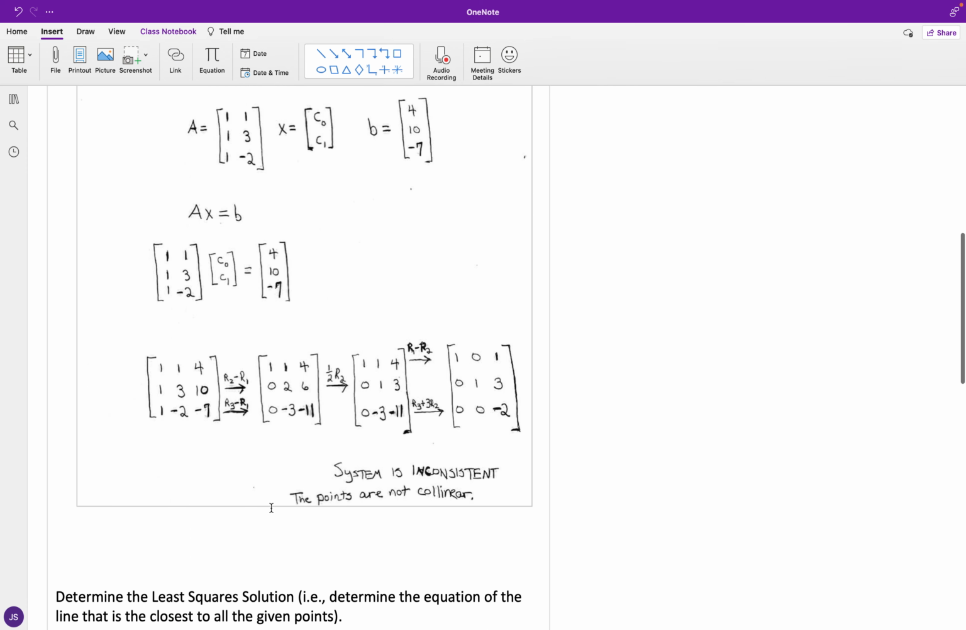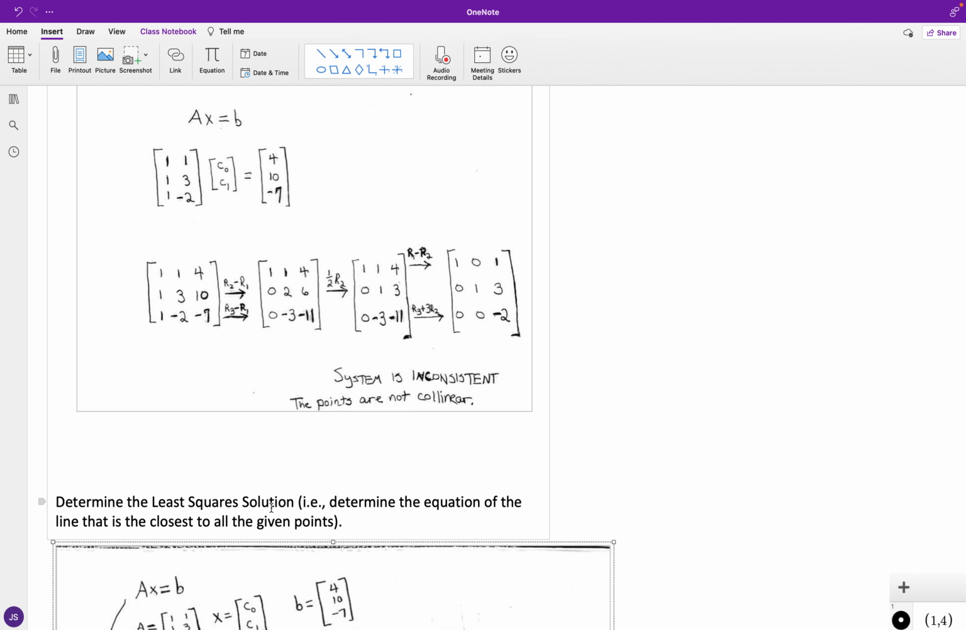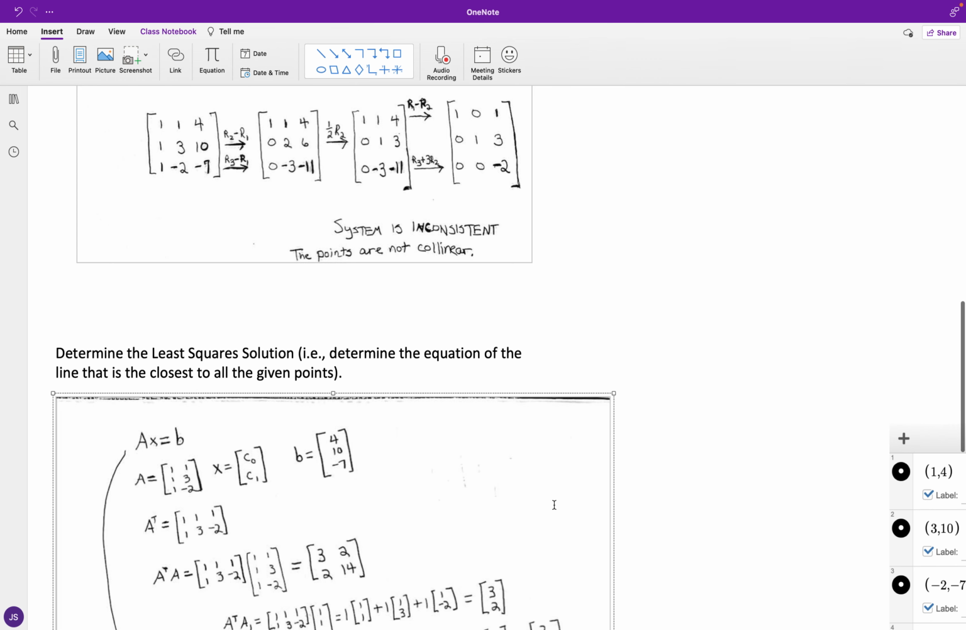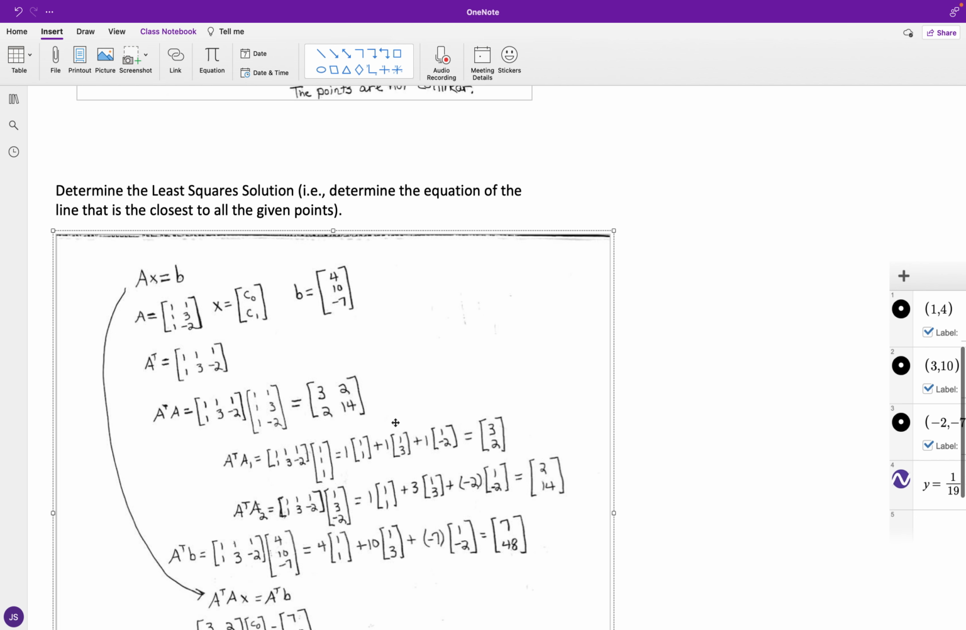Now, in terms of trying to come up with the next best thing, this is looking at determination of the least squares solution, that is, determining the equation of the line that is closest to all of those given points. So again, with the coefficient matrix A, we have 1, 1, 1, 3, 1, -2. X we have in reference to c0 and c1. And for matrix B with the y coordinates, we have 4, 10, and -7.